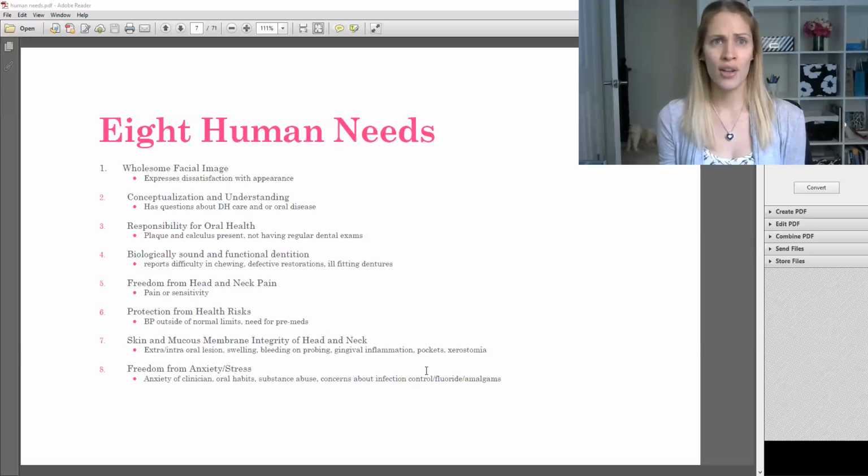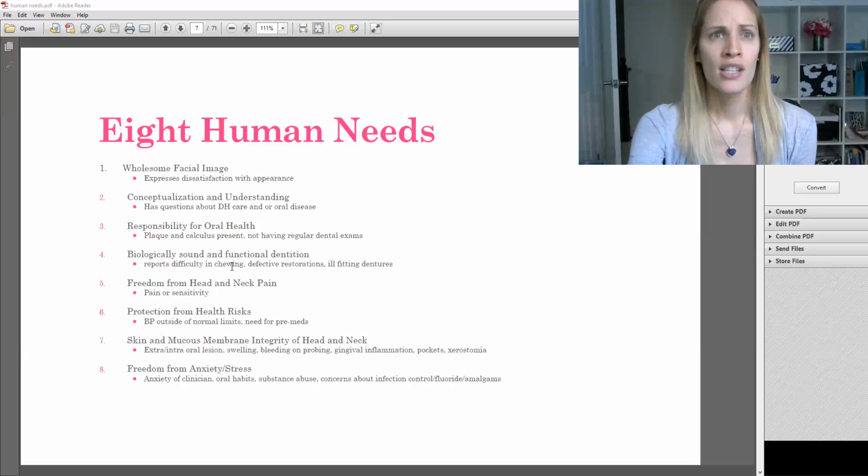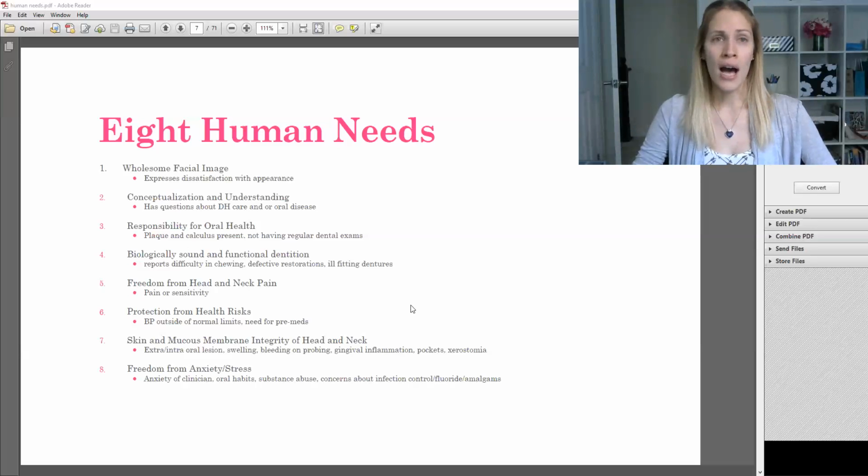This one is very close to number four. So let me just show you guys that. Number four, biologically sound and functional dentition, and number seven, skin and mucous membrane integrity of the head and neck, are very, very close. It's hard to separate the two, but think about it more. Number seven, sorry, you might hear my dog there. Number seven, think about, how can I say this? More the tissues and the hygiene part of it. But number four is more something that the dentist would be fixing.